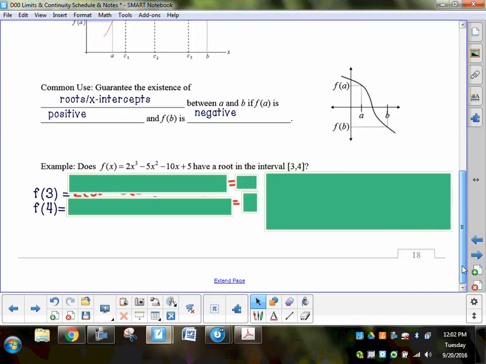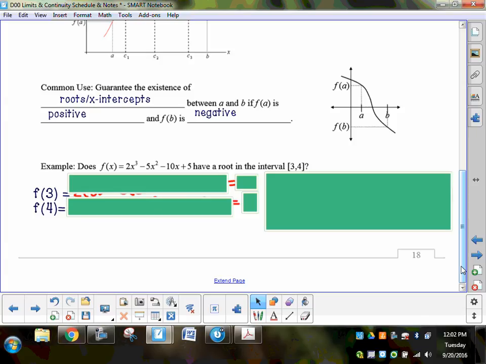Now we're going to use it to prove this out. Does this function have a root on the closed interval from 3 to 4? A root is the same as an x-intercept. How can we show that? I'm not asking you to solve it out. I'm asking, does one exist?